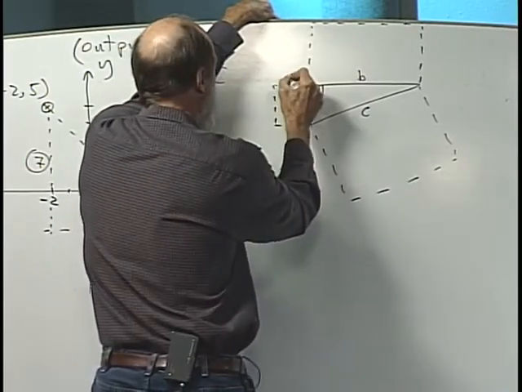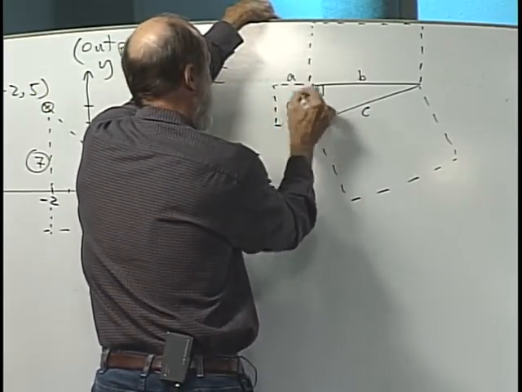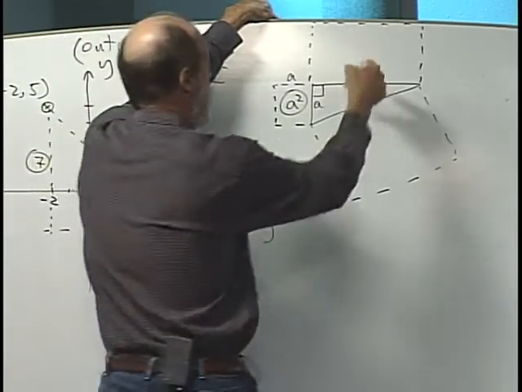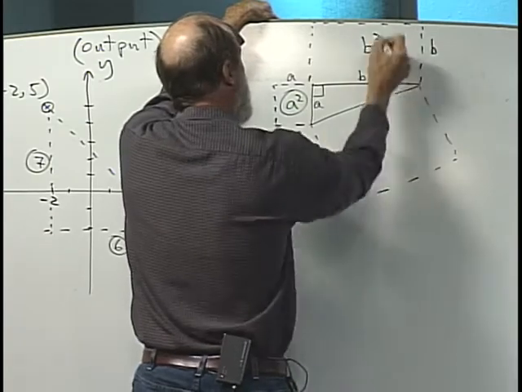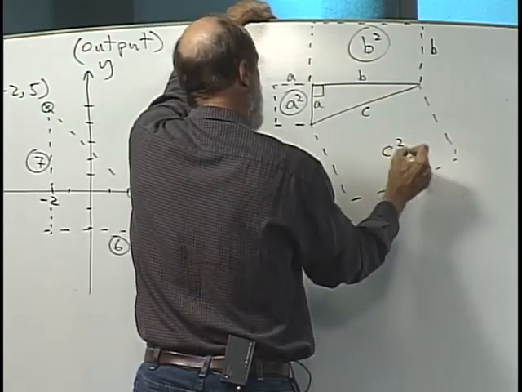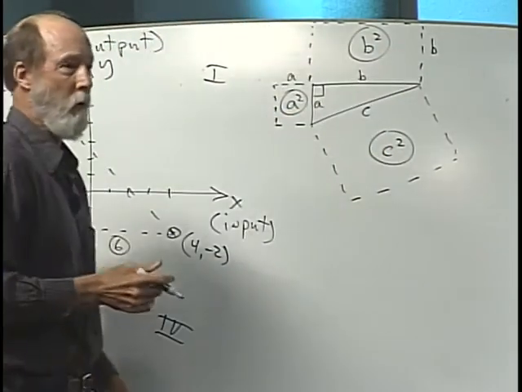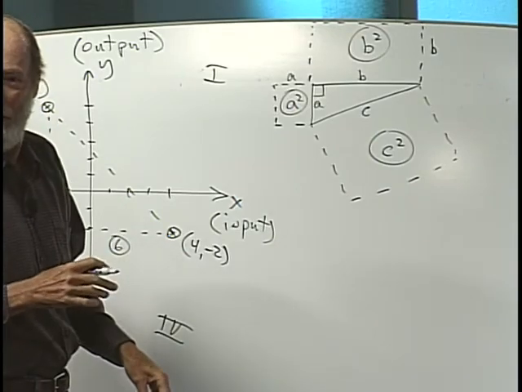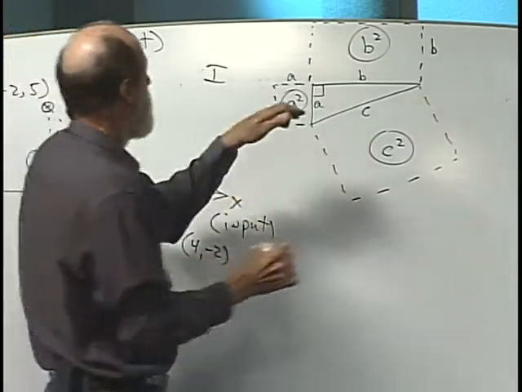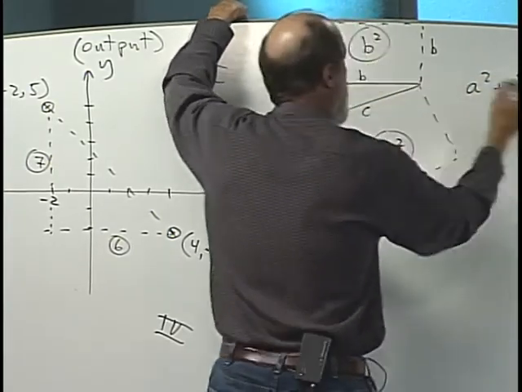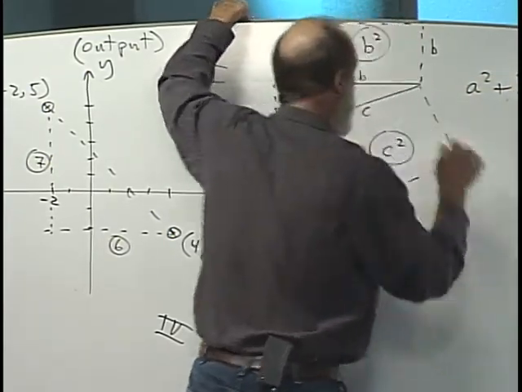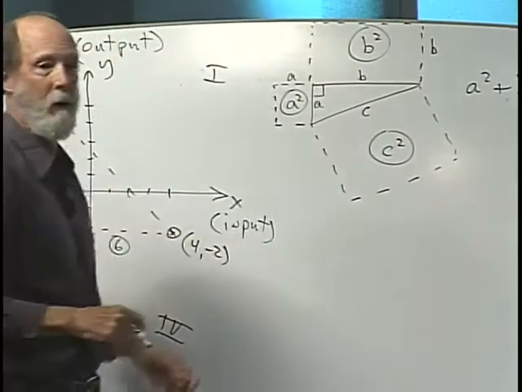And then this thing over here has an area of A squared. Similarly up here, an area of B squared, and down here, an area of C squared. You folks all remember that, don't you? That relationship. A squared plus B squared, those two smaller areas equal the hypotenuse being squared.